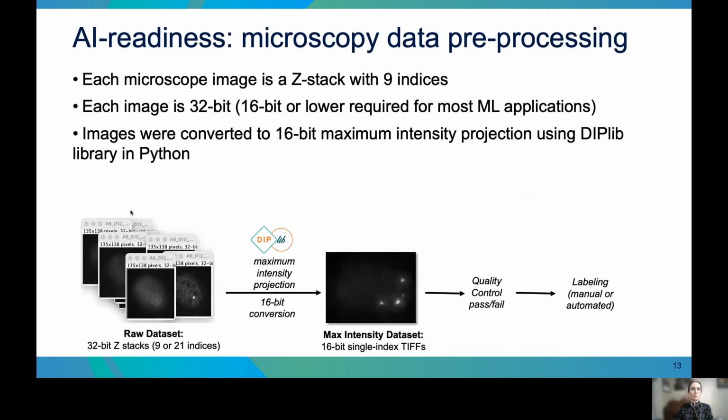In order to perform this analysis, we first had to make this microscopy data set AI ready. Each microscope image started off as a Z-stack with either 9 or 21 indices, and each image was 32-bit, whereas 16-bit or lower is nice for most machine learning applications. So we generated an AI readiness pipeline where images were converted to a 16-bit maximum intensity projection using the diplib library in Python.